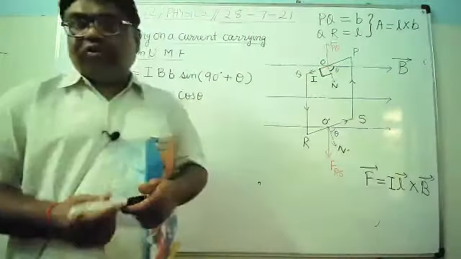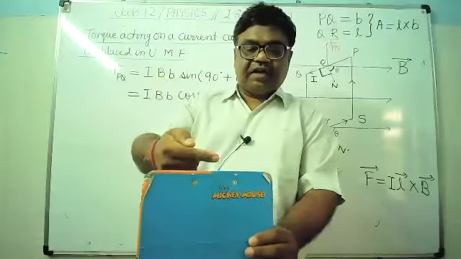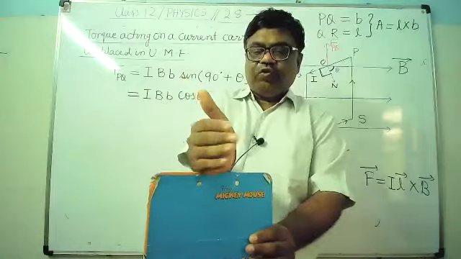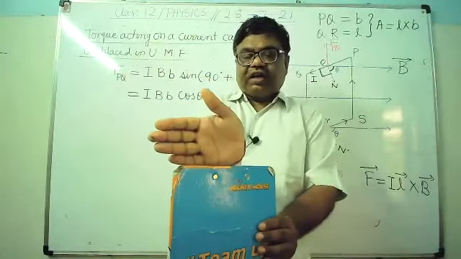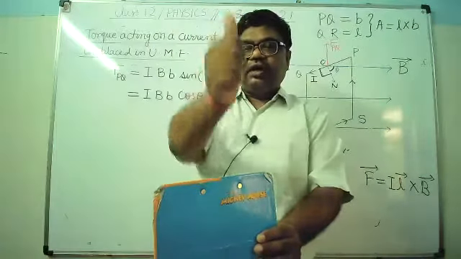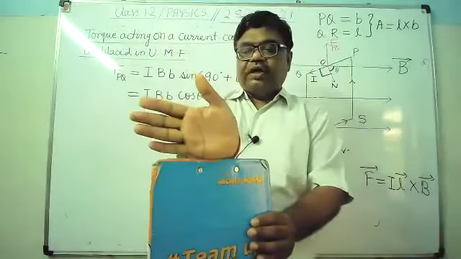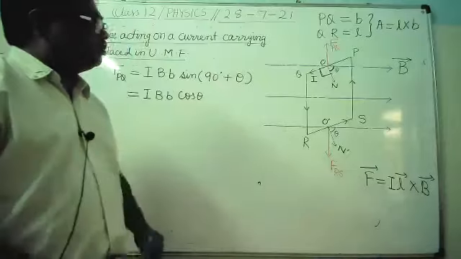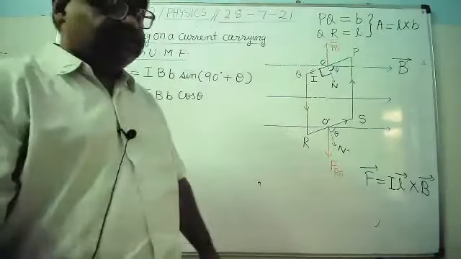The vector product of the current element vector and the magnetic field vector. You can see here, the magnetic field is on this side, and the current element vector is this. What will you do? You will place your palm along the first vector and curl towards the magnetic field vector. So the thumb is pointing upward on the plane of the coil. So what is the direction of force on PQ? It is shown here. It's clear.